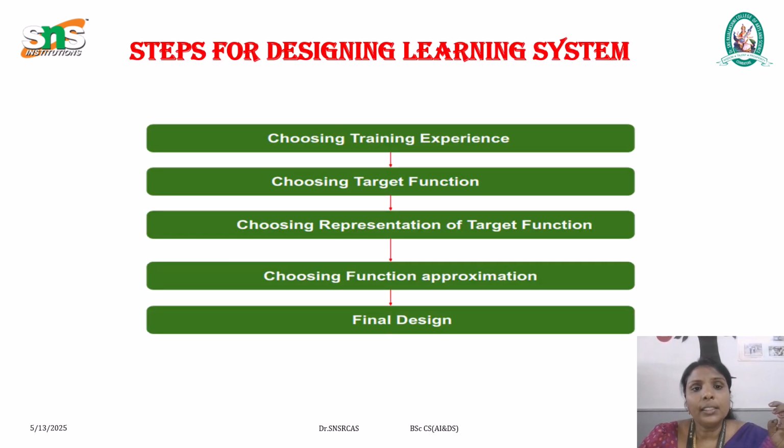Next we see the steps to design a learning system. Here are the design steps. First is choosing the training experience. Then choosing the target function. After that, choosing the representation of the target function. The fourth is choosing a function approximation. The last one is the final design.